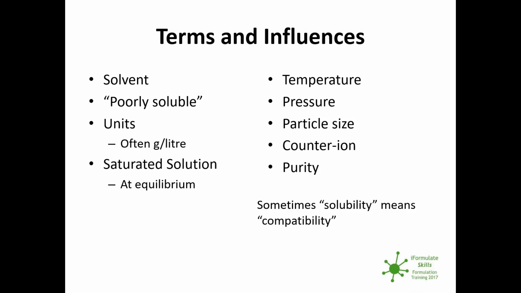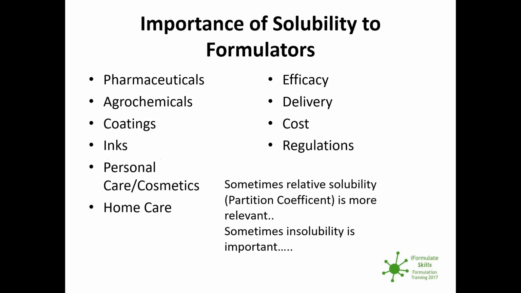The factors that can influence that, of course, are temperature and pressure, and when you have solubility problems you can often solve them with particle size. Sometimes changing the counter ion and purity can have an effect on solubility. Often language is very important, and people refer to compatibility when really they're also talking about solubility. So if you have compatibility problems, for example this product is not compatible with the resin, in essence you actually have a solubility problem.